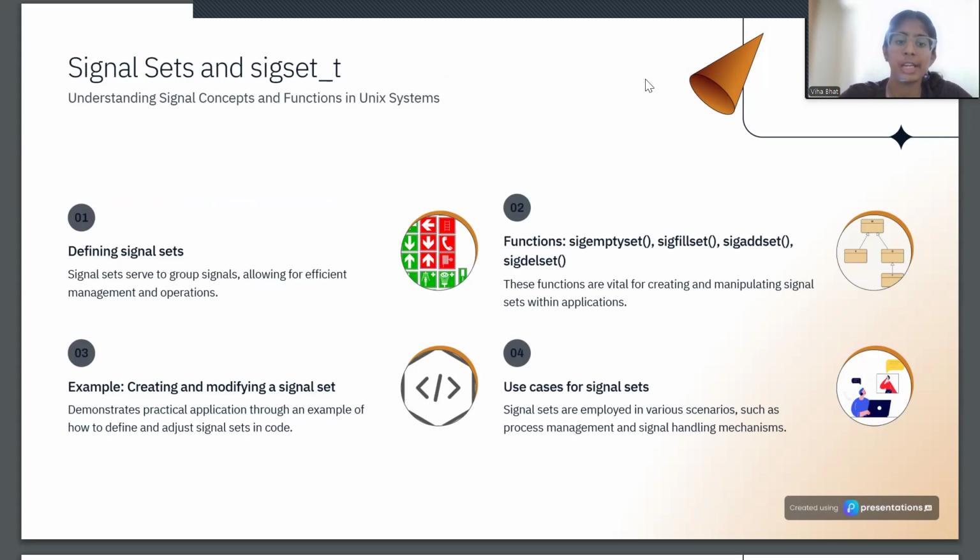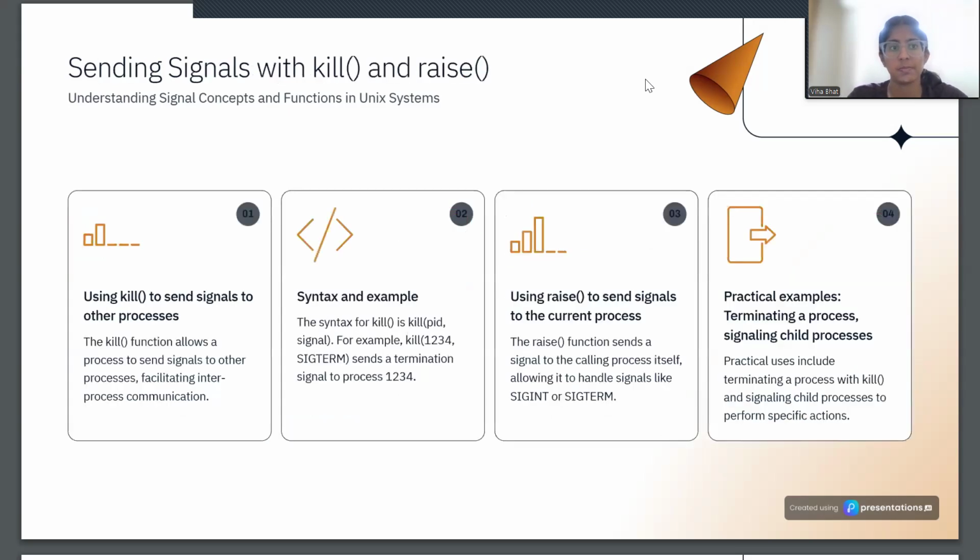Next is an example of creating and modifying a signal set. This demonstrates practical applications through an example of how to define and adjust sets in code. Next is the use case for signal sets. Signal sets are employed in various scenarios such as process management and signal handling mechanisms.